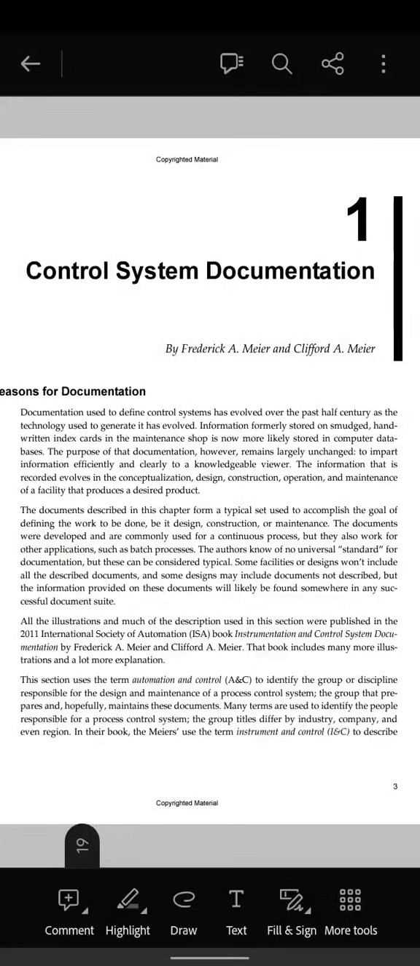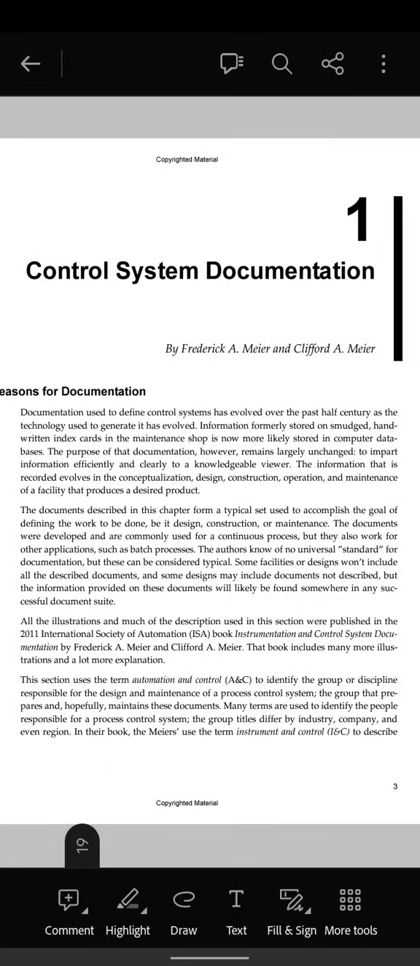The information that is recorded is involved in the conceptualization, design, construction, operation, and maintenance of a facility that produces a desired product. The documents described in this chapter form a typical set used to accomplish the goal of defining the work to be done, be it design, construction, or maintenance.